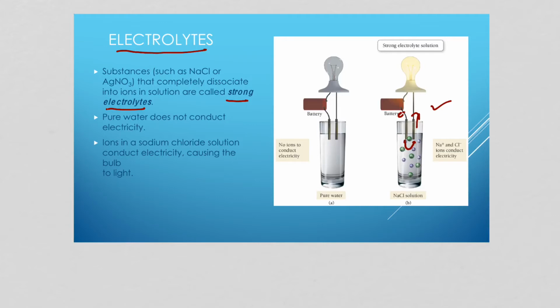If we have pure water, with no ions, then it will not conduct electricity, and so the light bulb will stay off. So one of the properties of these electrolyte solutions, or solutions that have ions dissolved in them, is that they will be conductors of electricity. And so we'll often refer to these as electrolyte solutions.